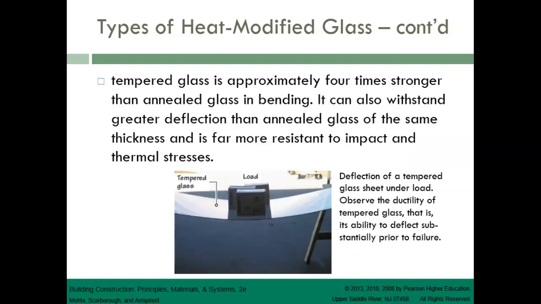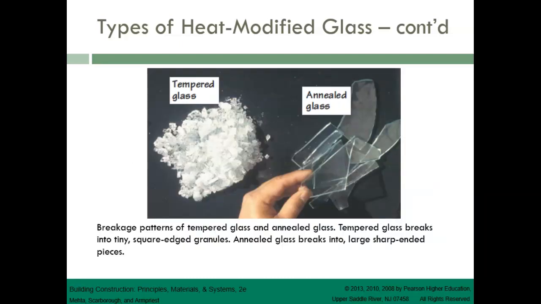Tempered glass is approximately 4 times stronger than annealed glass in bending. It can also withstand greater deflection than annealed glass of the same thickness and is far more resistant to impact and thermal stresses. When tempered glass breaks, it breaks into tiny square-edged cubical granules, a breakage pattern usually referred to as dicing. Annealed glass, on the other hand, breaks into long, sharp-edged pieces. Tempered glass is therefore used in hazardous locations, provided that it meets the requirements of safety glazing.